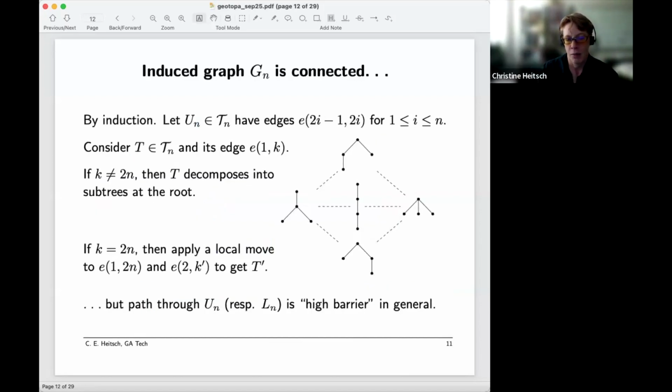Now, this is the graph that we were looking at before in terms of the secondary structures, but I've just drawn it now with the trees rooted at the top. The vertices of this graph are plane trees, and the edges represented by the dashed lines are these matching exchange operations. And we're going to show that this graph is always connected.